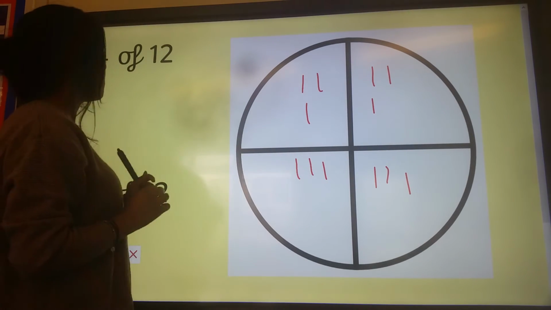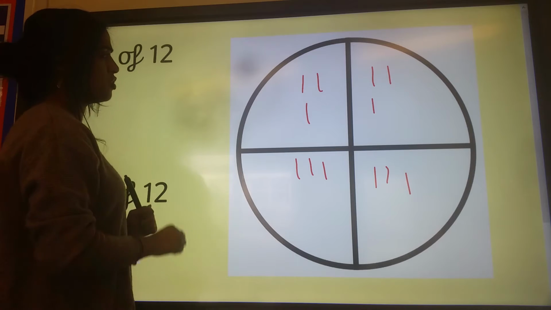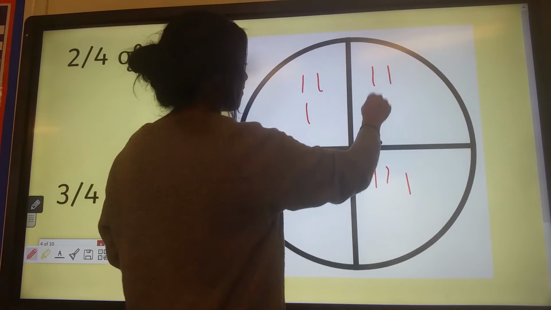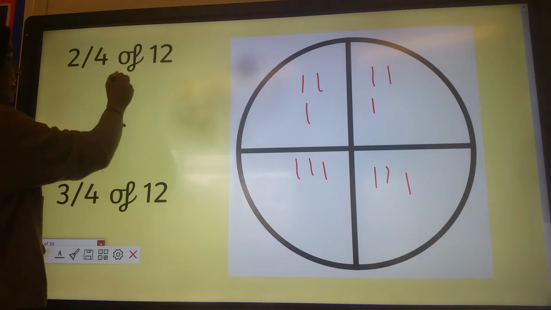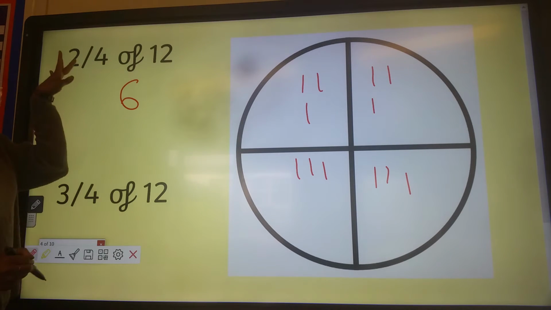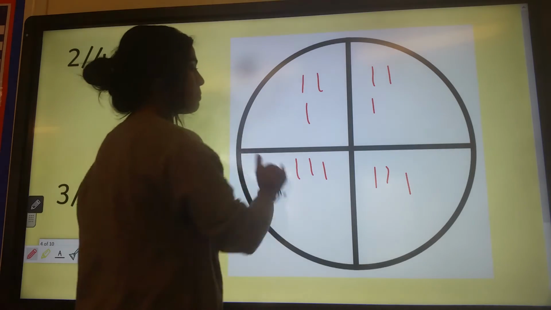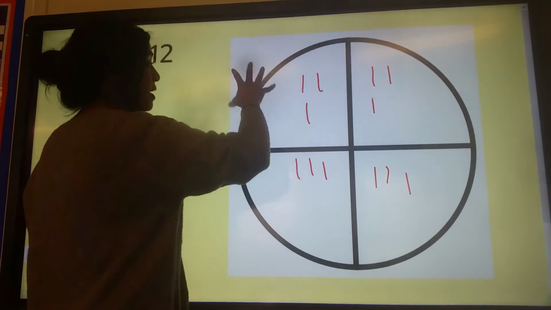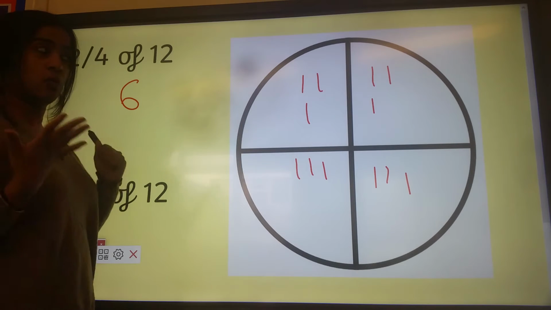Let's see, what is my answer when I count 2 quarters? 1, 2, 3, 4, 5, 6. So my answer is going to be 6. With my denominator, I think about how many parts there are. With my numerator, I think about how many of those parts I need to count altogether.